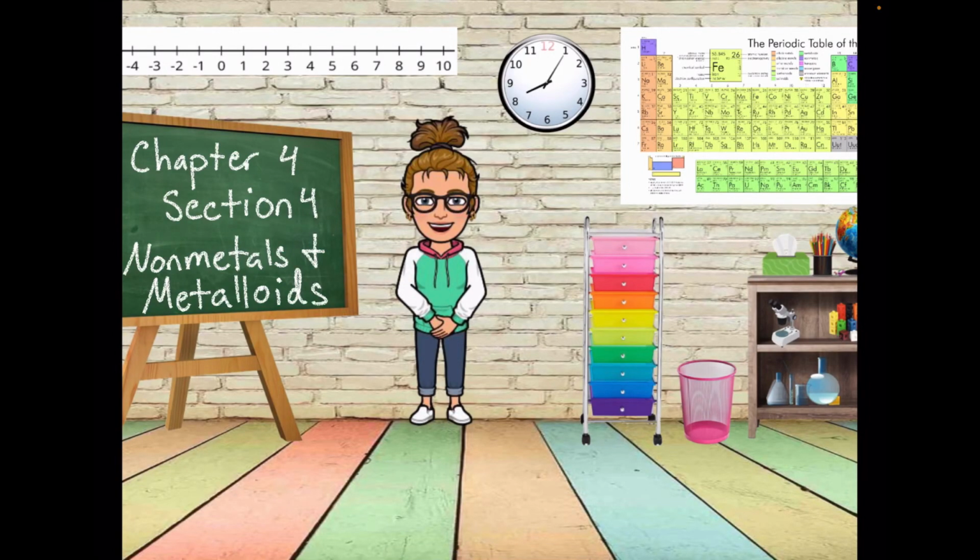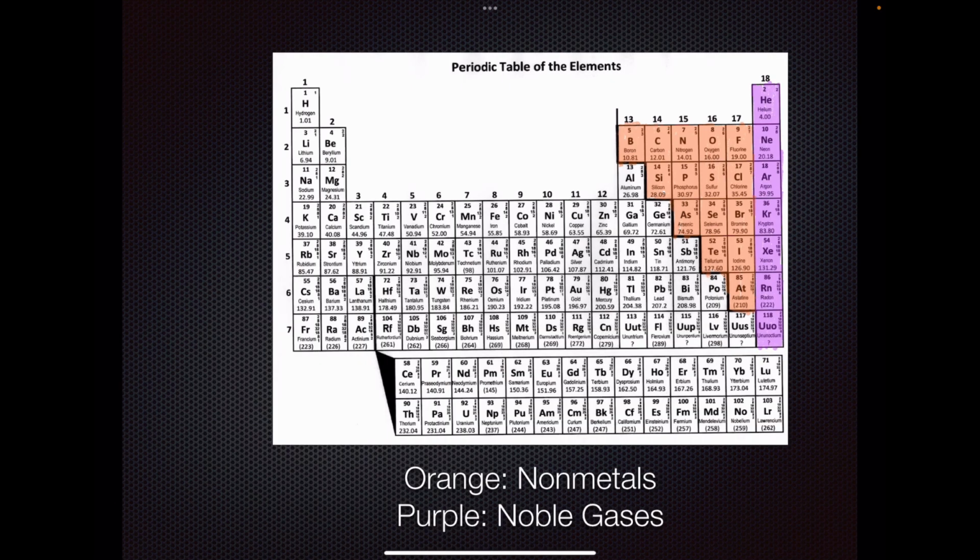In this video, we'll be doing Chapter 4, Section 4, where we look at nonmetals and metalloids. You're going to need your science notebook, a pencil, and 2 colors that you haven't used yet. So either crayons or colored pencils, but you need 2 colors that you haven't used yet when labeling your periodic table. So I'm going to show you this, and then you guys can pause the video and color and get supplies if you don't have them.